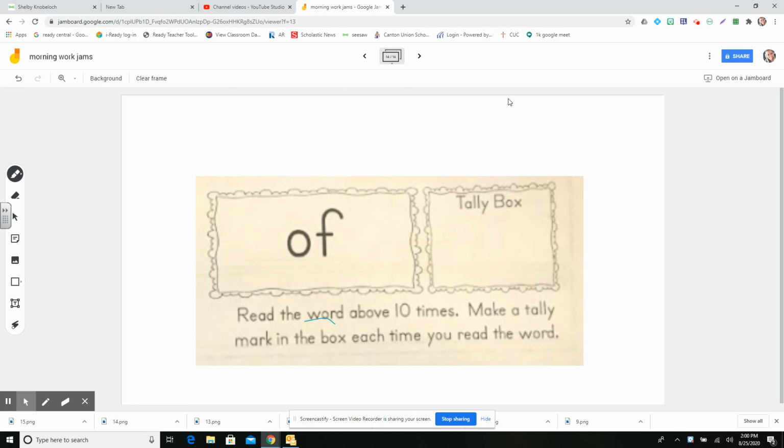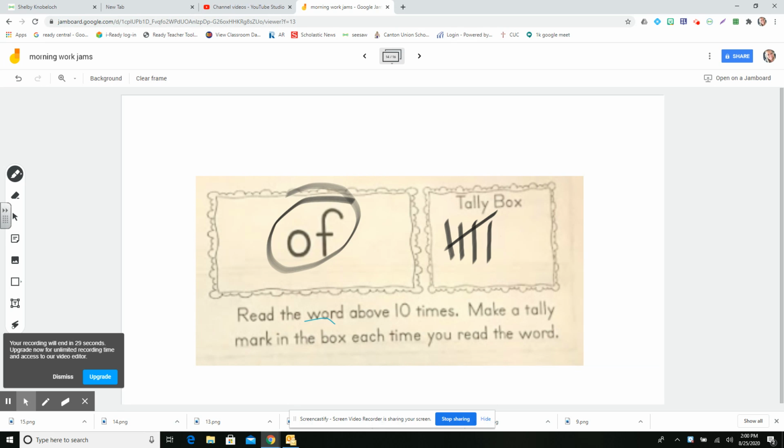All right, go ahead and flip your sheet over and you will see our word of the day again, which is of. Do you remember that? So we're going to read the word of the day 10 times. Ready? Of, halfway there. You're going to go all the way to 10.